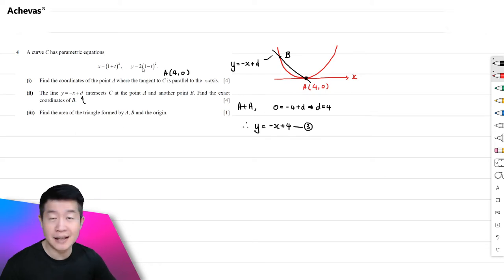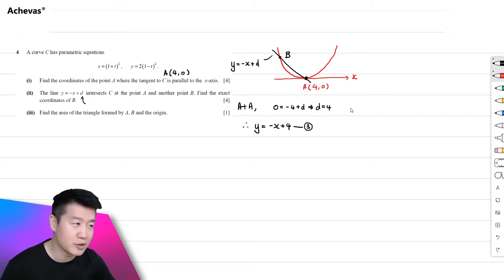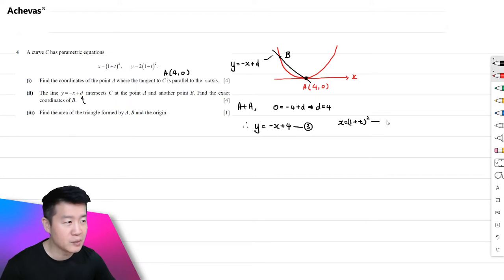And I'm going to call this equation number 1 and 2. Okay, maybe I should just write this down here also. So x is equal to 1 plus t squared. This will be my equation number 1. And y is equal to 2 times of 1 minus t squared. This is equation number 2.